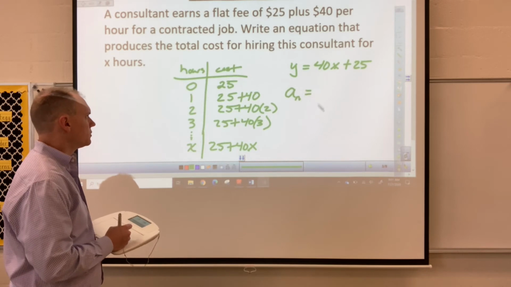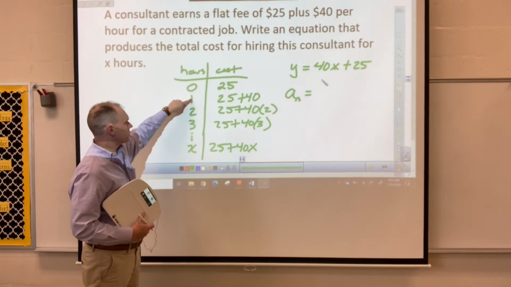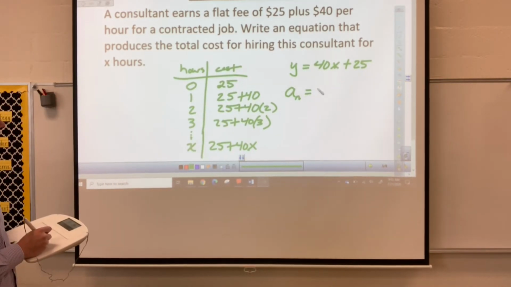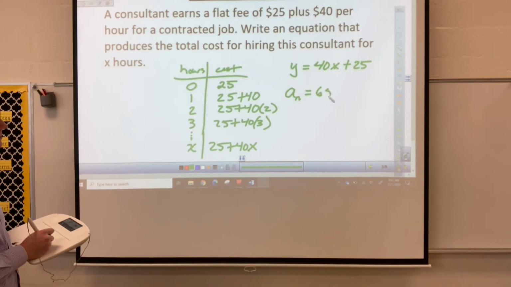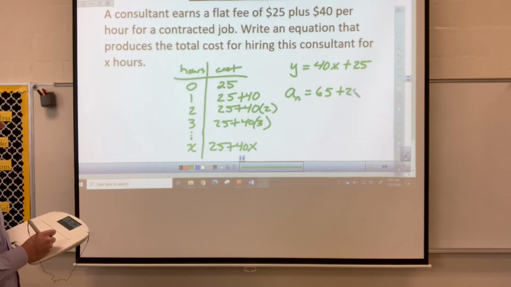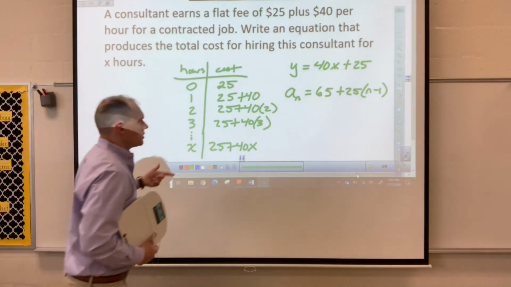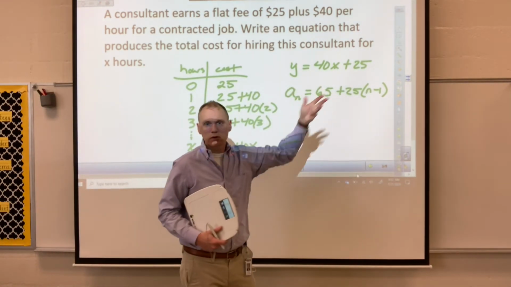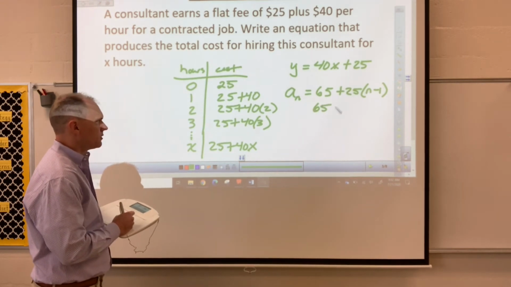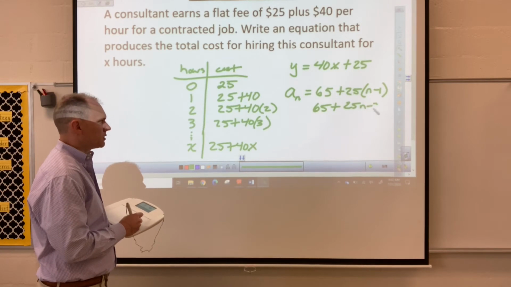So a sub n equals the first term. The first term is when this is 1, so the first term would be 65, plus 25 times n minus 1. So these are actually the same mathematically. If we distribute the 25, let me show you this real quick. 25 times n will be 25n. 25 times negative 1 would be negative 25.